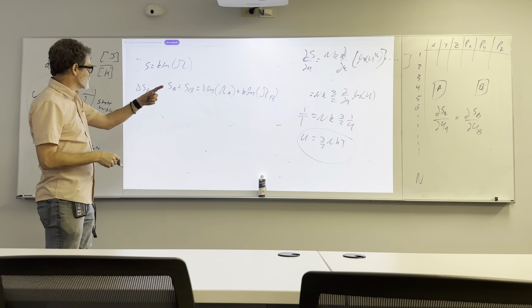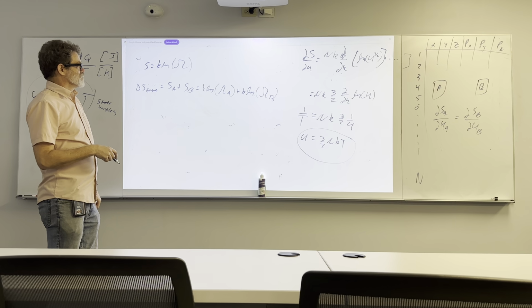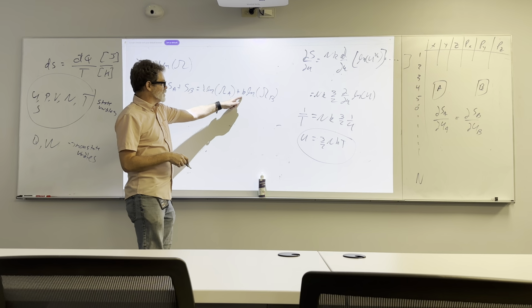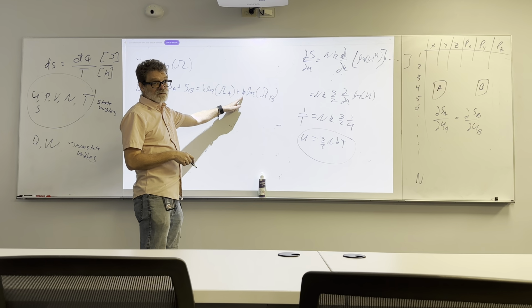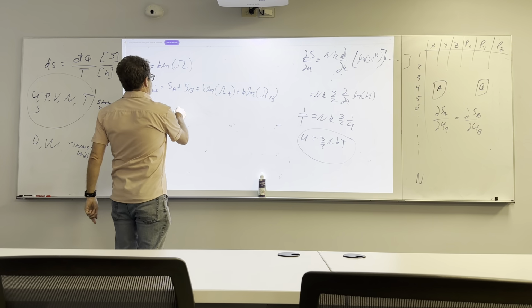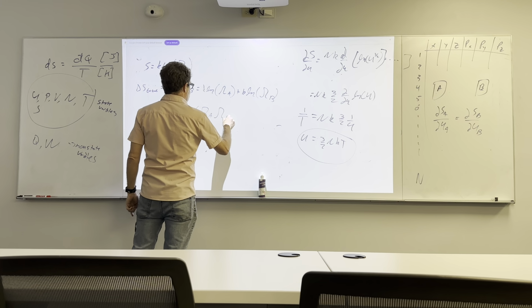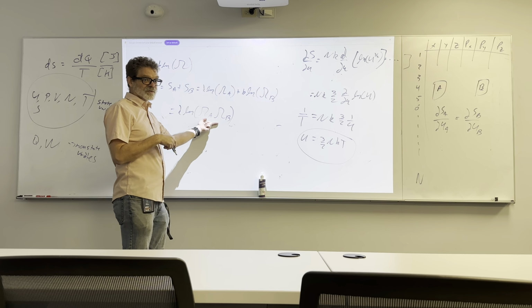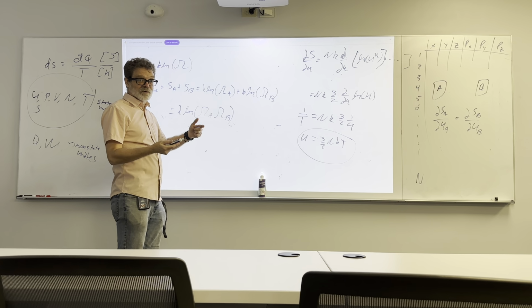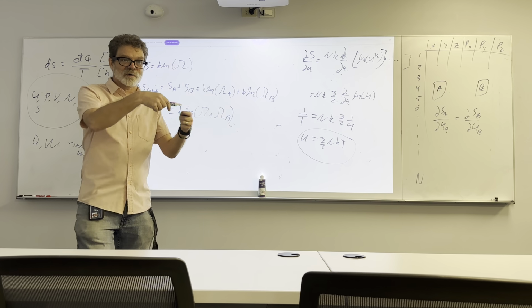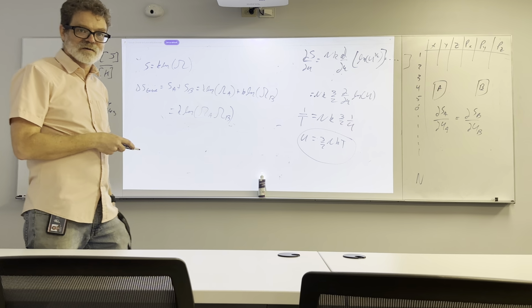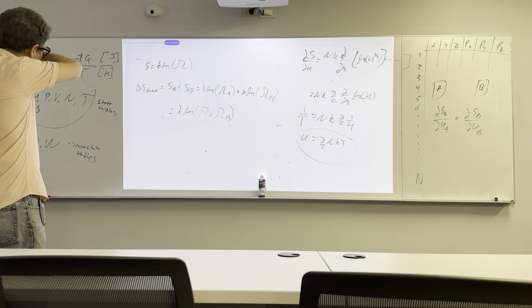What happens when I add logs? It's like multiplying, right? k ln of multiplicity A times multiplicity B. So this is the total multiplicity, the product of the multiplicities. It's kind of like probability. You multiply the probabilities, right? So that's what we're doing.